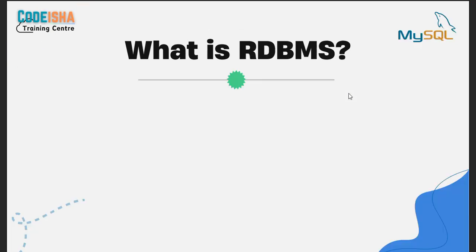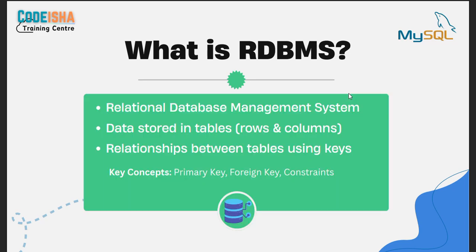And coming to RDBMS, the relational database management system. It stores data in tables with rows and columns. Relationships between the tables are made using keys. The key concepts here are the primary key, the foreign key and constraints. The primary key is the unique row ID of a table. For example, take student records.